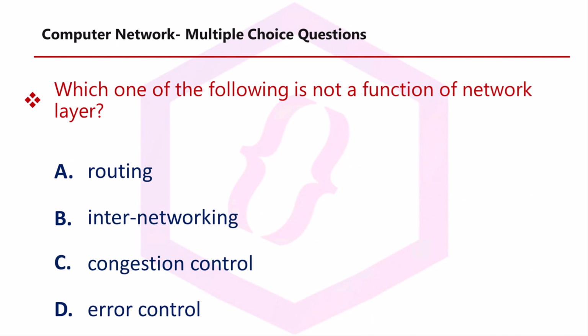Which of the following is not a function of network layer? Option A, routing. Option B, internet routing. Option C, congestion control. Option D, error control. And the correct answer is option D, error control.